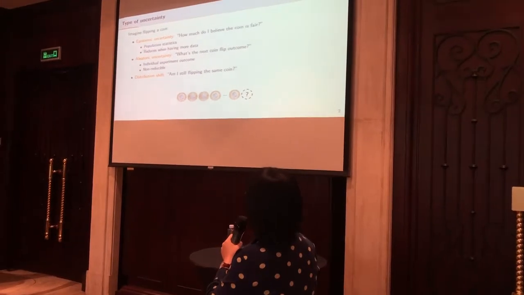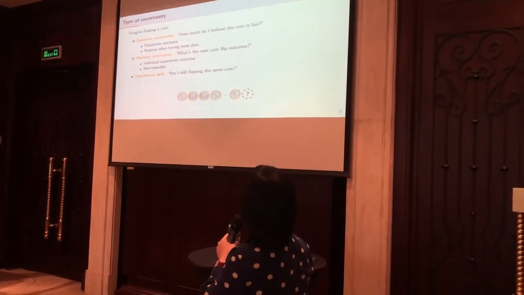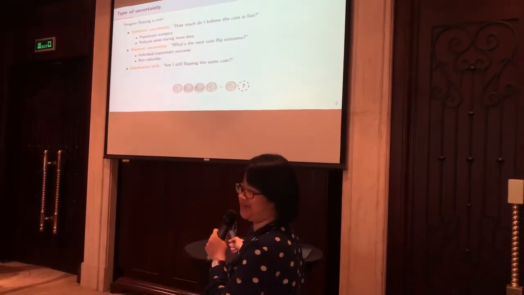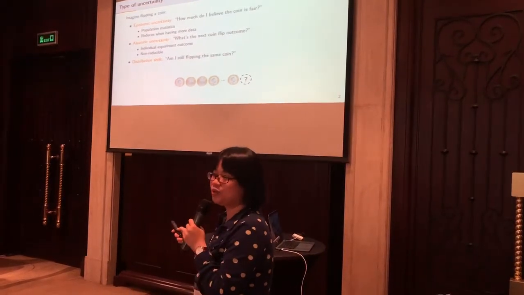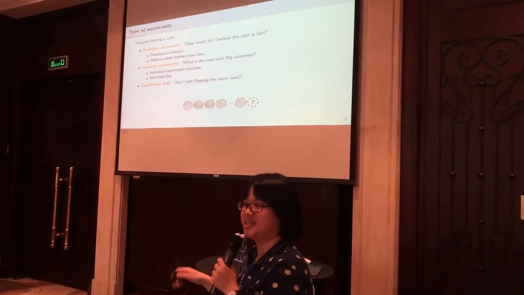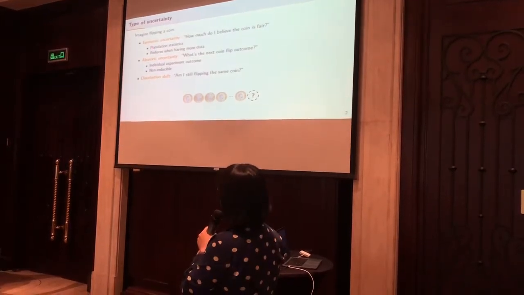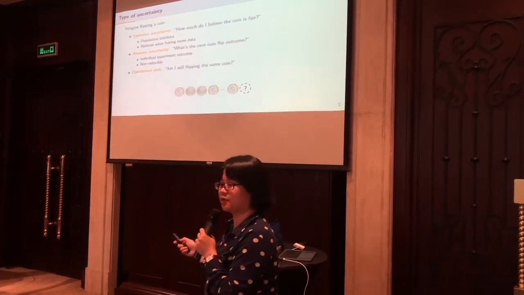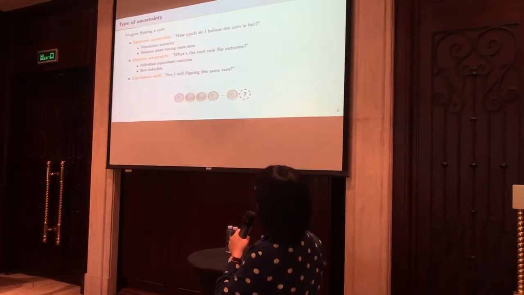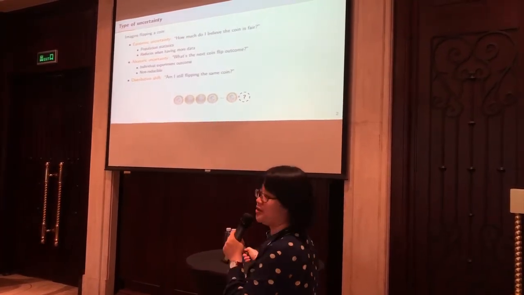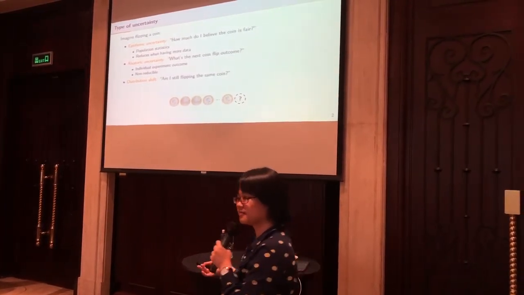In one sentence, epistemic uncertainty tells you how much I believe that this coin is fair. You can do many experiments to get your belief on that. So that basically means this relates to the population of your experimental results, and you can get more and more confident when you have more experiments.